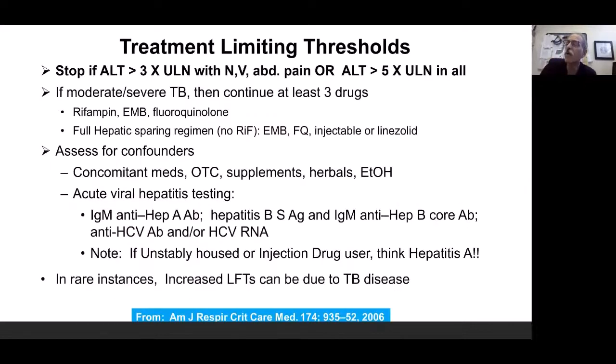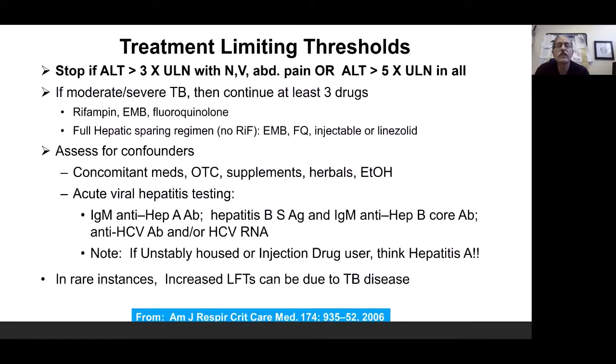So from a practical perspective, what do we do in somebody like this who has some symptoms and LFTs that are far above this threshold? We're going to stop all the medications. And then what you do is really a function of how bad their underlying tuberculosis is.